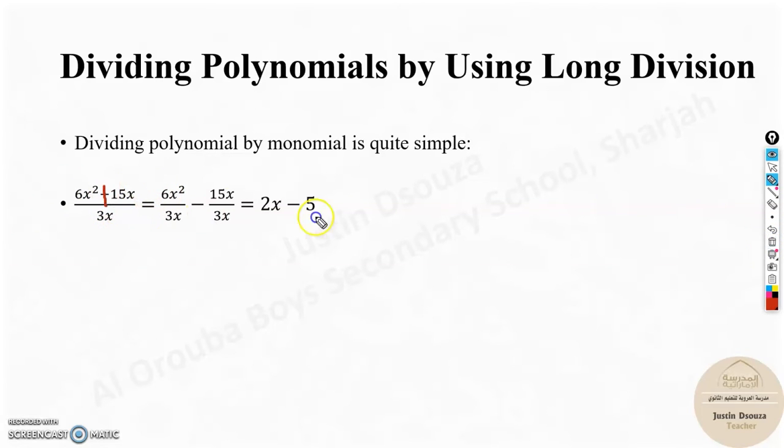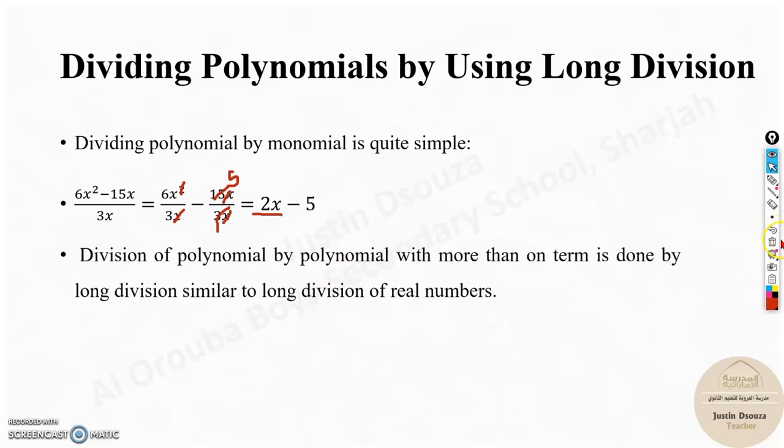Just split it. Split it in the sense, this is the first term, 6x squared divided by the divisor, minus 15x divided by 3x. Divide these separately. That is, the x and x over here cancel. What is remaining? 6 by 3 is 2x, and this cancels over here. 3 ones are 3, 3 fives are 15, minus 5. So 2x minus 5 would be the answer. So this is very easy.